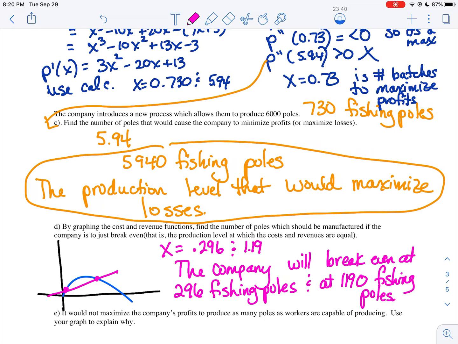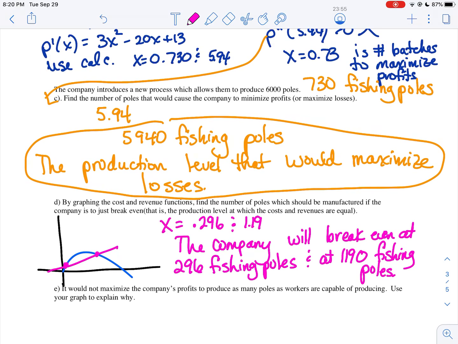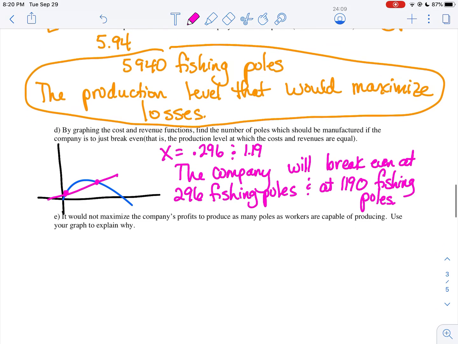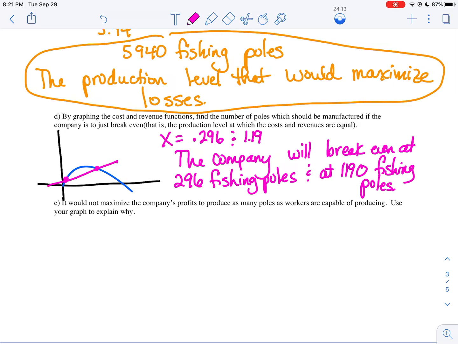All right, let me talk that one through again because I feel like I did that maybe too quickly. So if you want to find what's called the break-even point, that's where the cost and the revenue functions are equal. So I graphed the cost function and the revenue function on my graphing calculator, and then there were 2 points of intersection, the 0.296 and the 1.19. So those are the break-even points. All right, it would not maximize the company's profits to produce as many poles as workers are capable of producing. Use your graph to explain why.